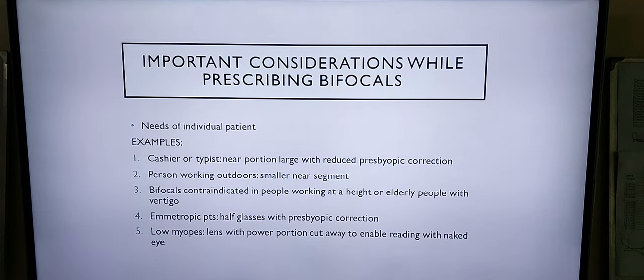In clinical practice, important considerations should be made while prescribing bifocals according to the needs of the individual patient. For example, if a patient is a cashier or a typist, then the near portion should be large with reduced presbyopic correction. But a person who is working outdoors will need a smaller near segment. Bifocals are contraindicated in people working at height because down gaze is dangerous in that case, or in elderly people with vertigo. Emmetropic patients prefer half glasses with presbyopic correction, and low myopes will prefer a lens with the powered portion cut away to enable reading with the naked eye.